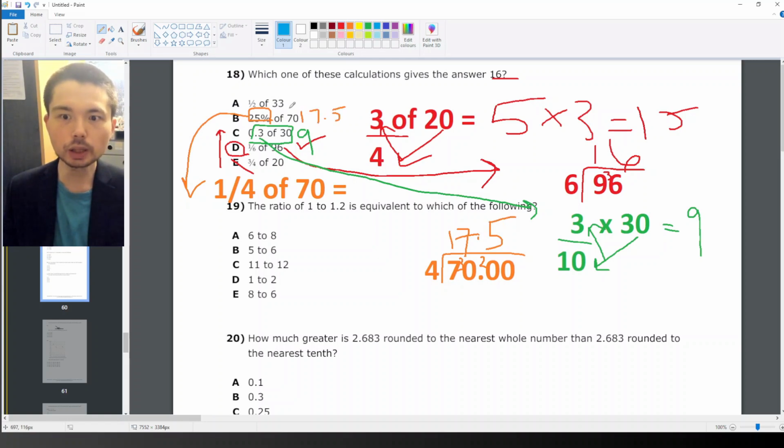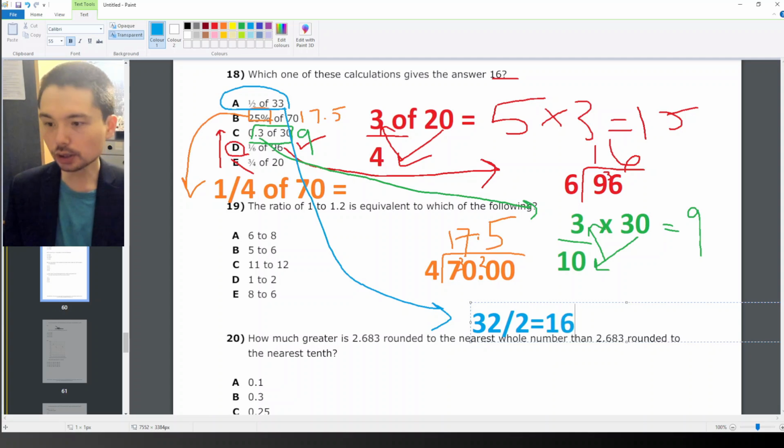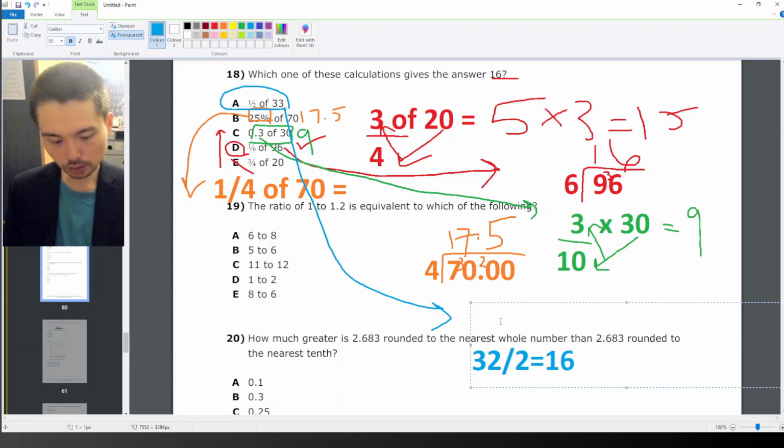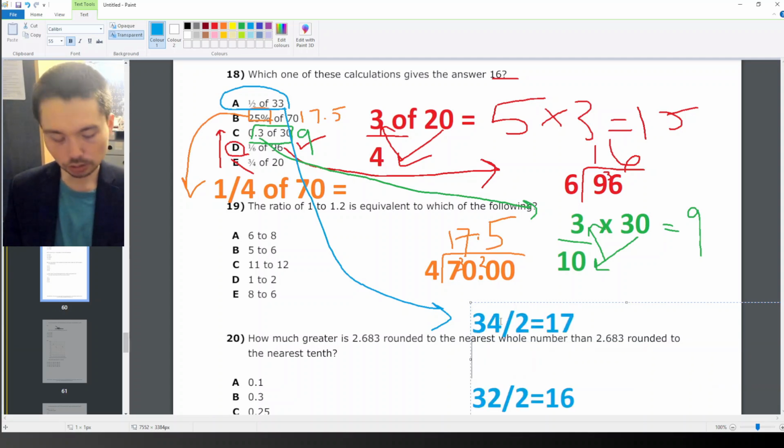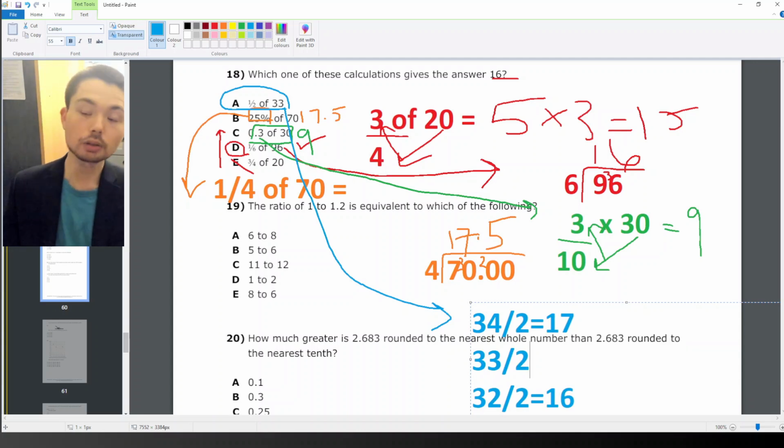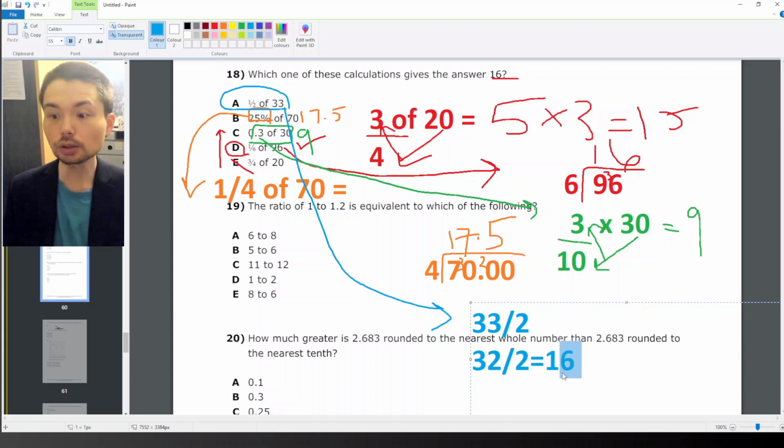I'm going to show you a cool way to think of that. Here, half of 32 is 16. Half of 34 is 17. You guys might be thinking, well, so what? Half of 33 is just halfway between these two, so 16.5.